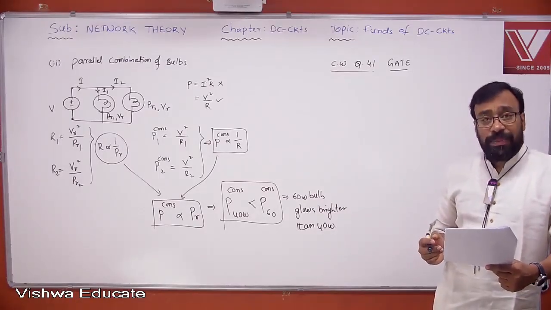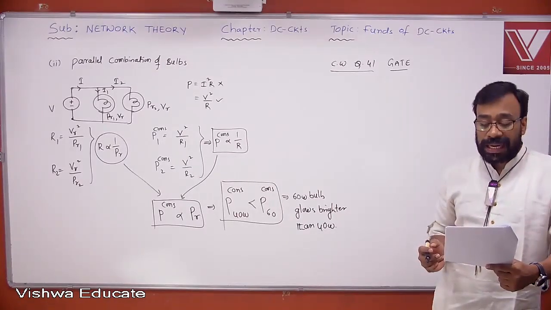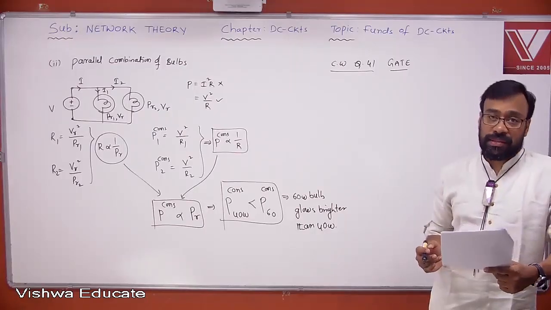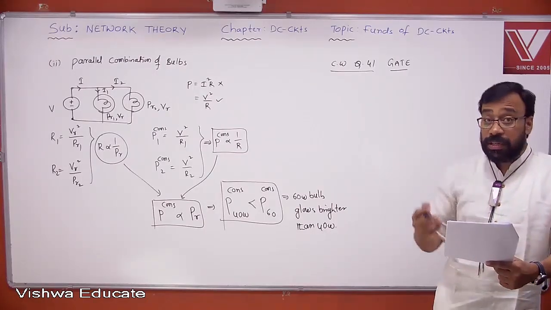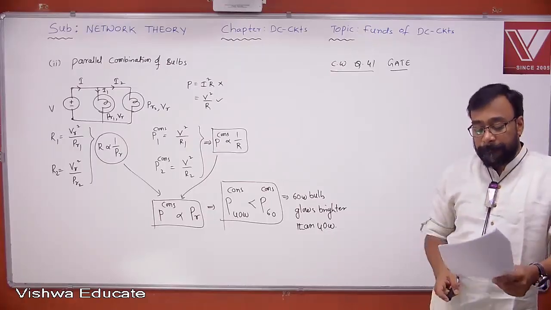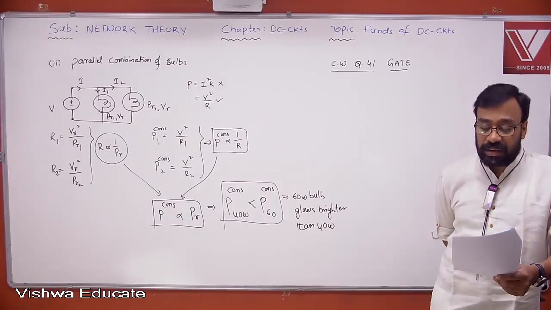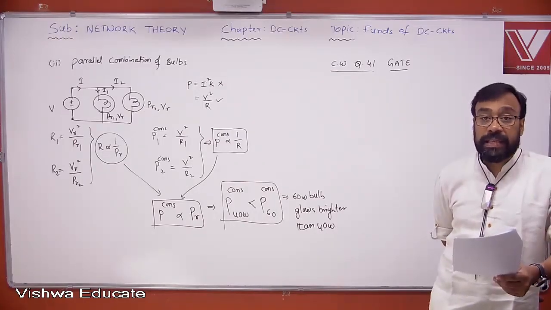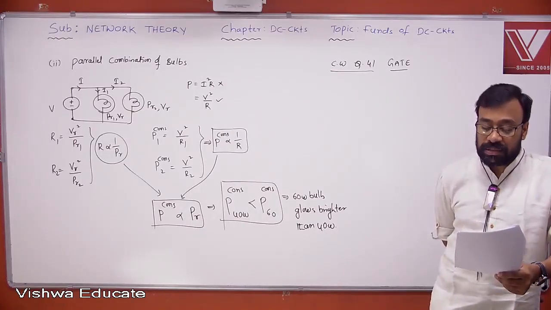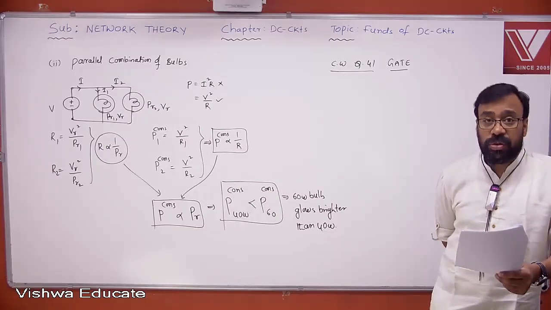Two incandescent light bulbs of 40 watt and 60 watt rating are connected in series across the mains. Then, look at the four options given here. I repeat once again. Two incandescent light bulbs of 40 watt and 60 watt rating are connected in series across the mains. Then, A. The bulbs together consume 100 watt. Is it correct? I don't think so.